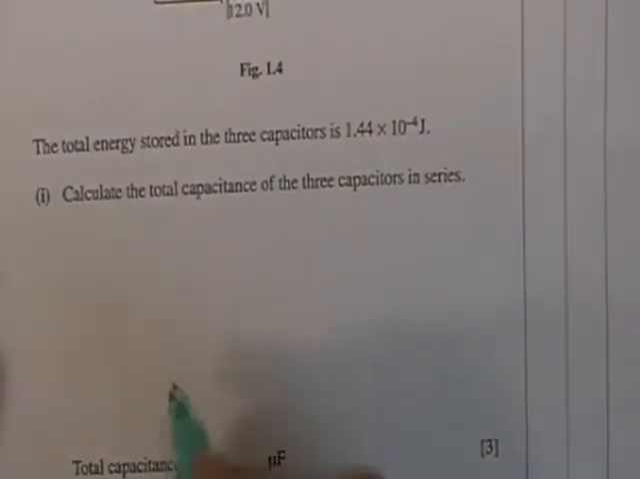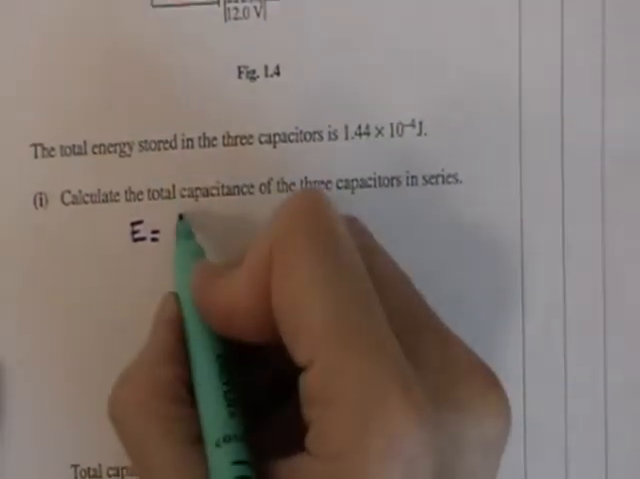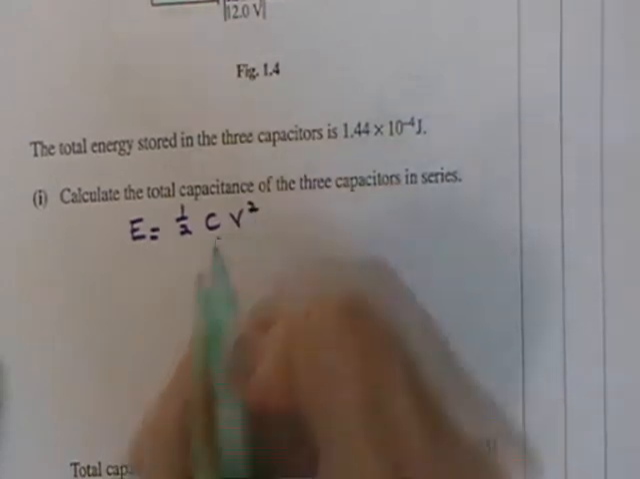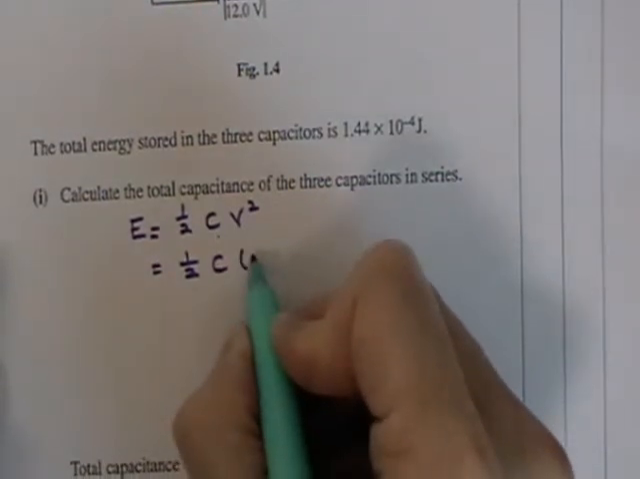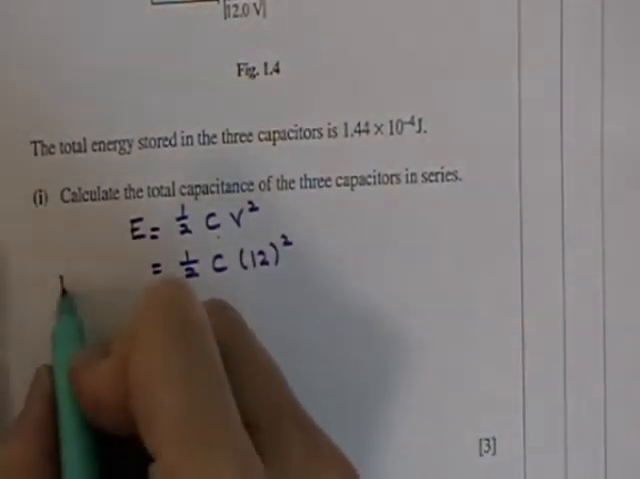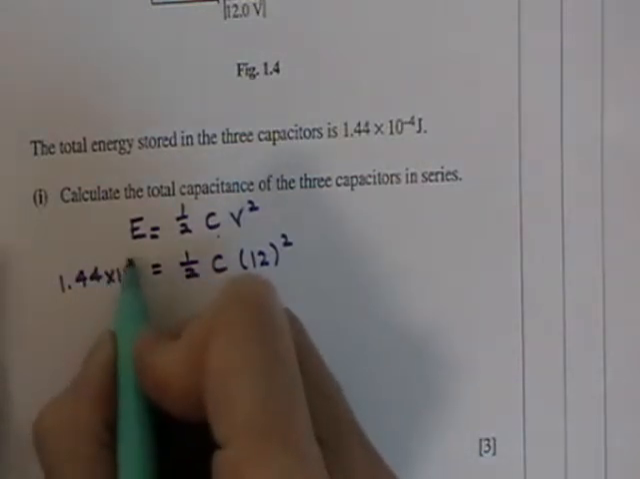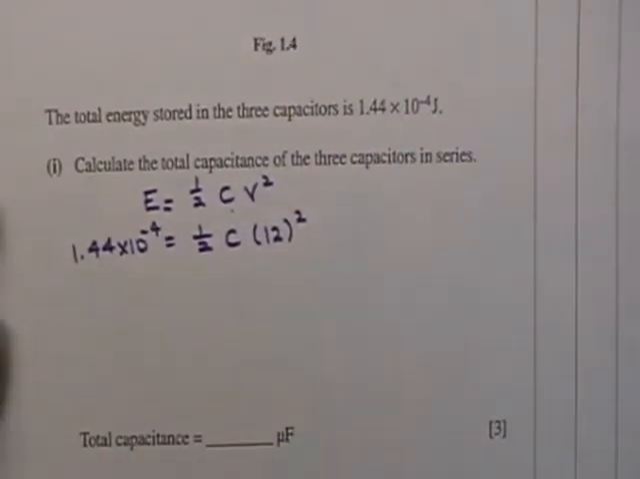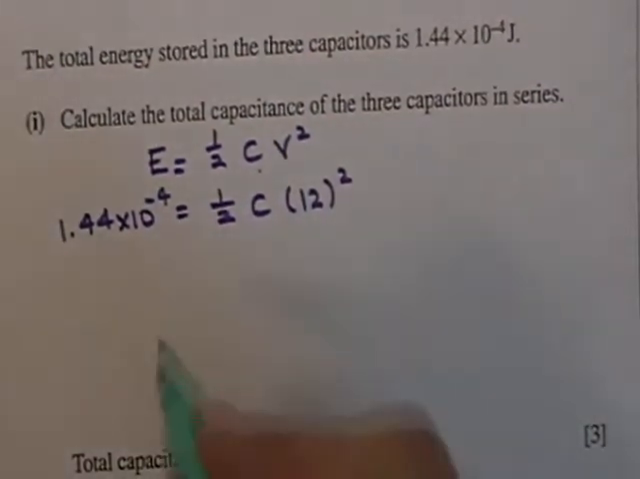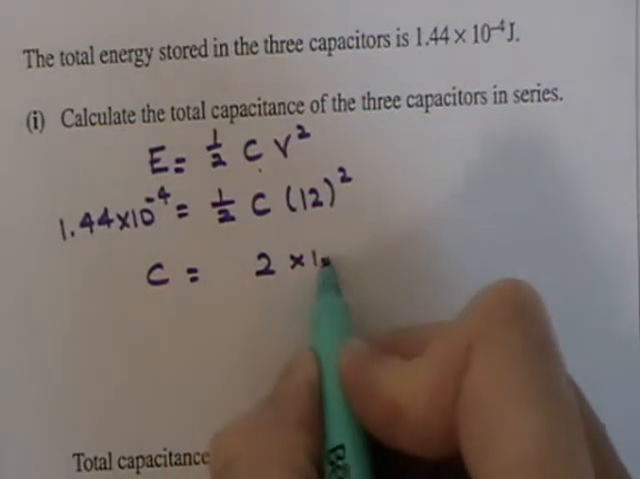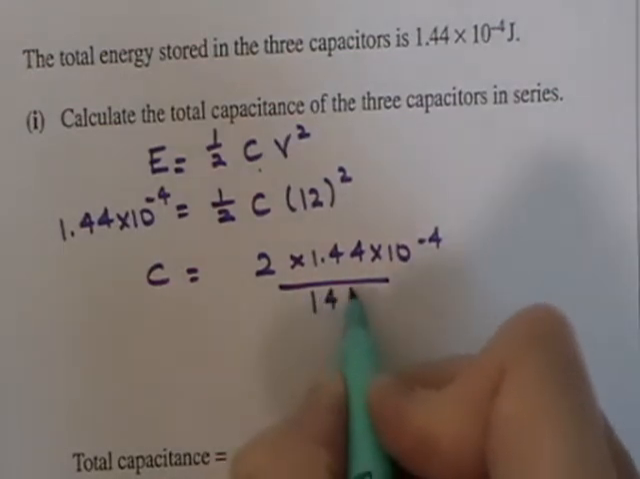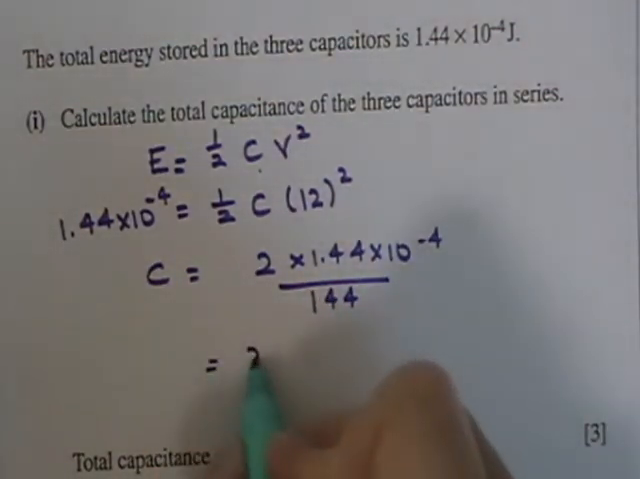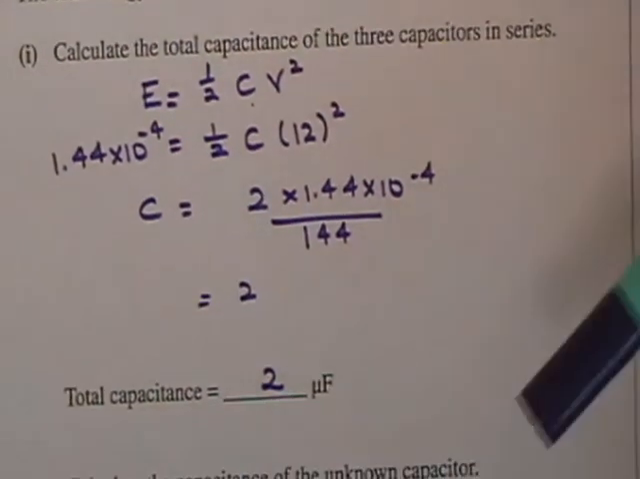And so we're just going to use one of our energy calculations, and we need capacitance and we know voltage, so we're going to use a half CV squared. And the C that we're going to calculate then is the total capacitance. So 1.44 by 10 to the minus 4 is equal to half C times 12 squared. Therefore, C is going to be equal to 2 times 1.44 by 10 to the minus 4 over 12 squared, which is 144. And that's going to give you an answer of 2. So 2 microfarads is your answer.